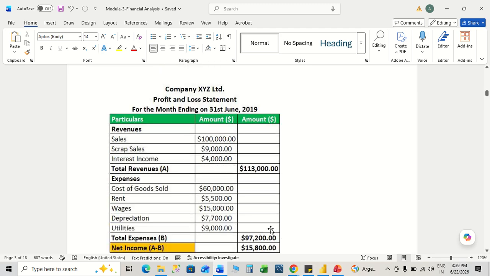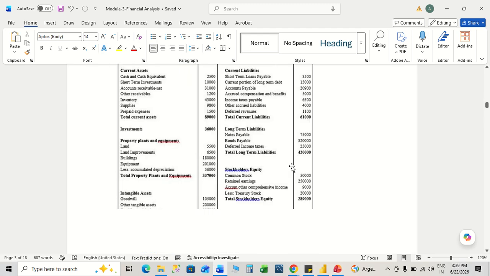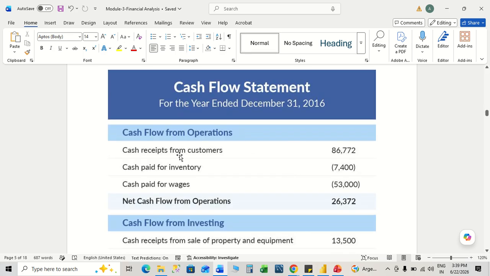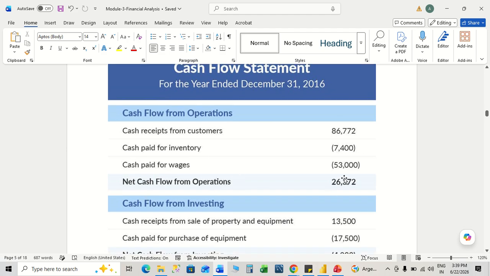So this is in the form of pictures. After that, cash flow statement like this: cash receipt, cash paid, net cash flow from the operation, total cash flow.